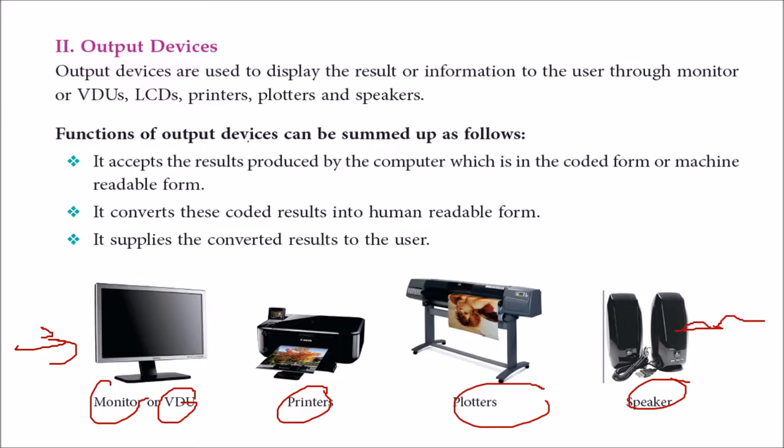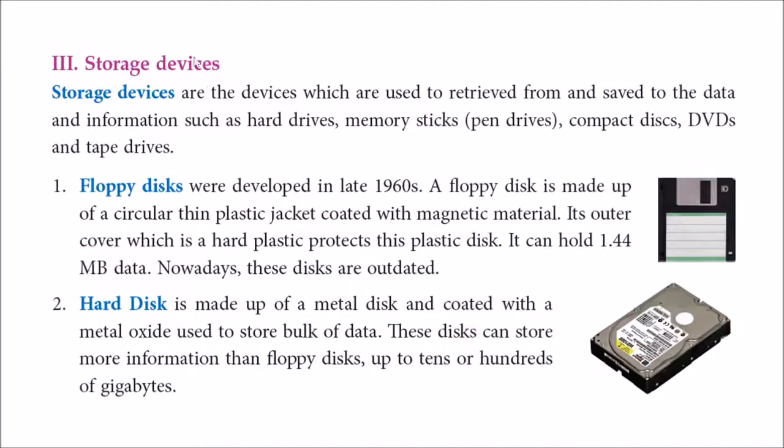So the function of output devices can be summed up like this. It accepts the results which are produced by the computer, which are in coded, machine readable form. Now it converts these coded results into human readable, human understandable form, and it supplies the converted result to the user.